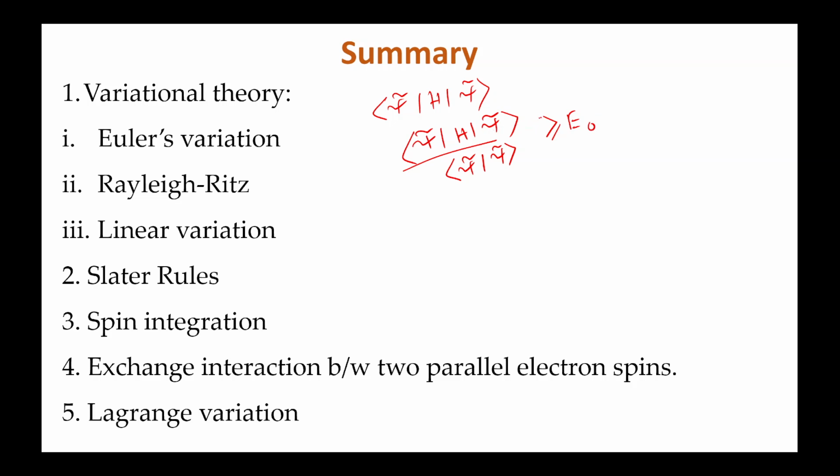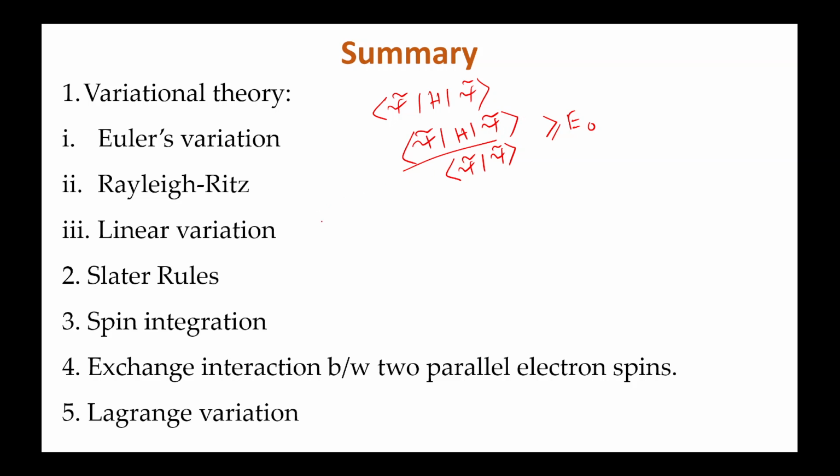So which says that there is always an upper bound for this trial wave function. So you can get at most E0 if this psi tilde is your exact wave function, the ground state, but other than that you will always have energy greater than the ground state energy.